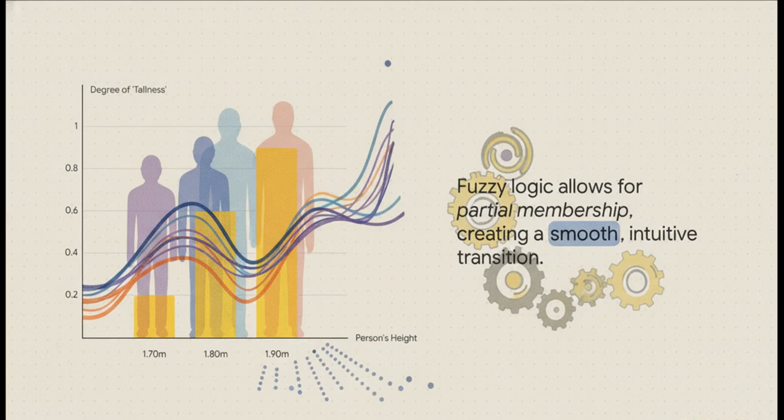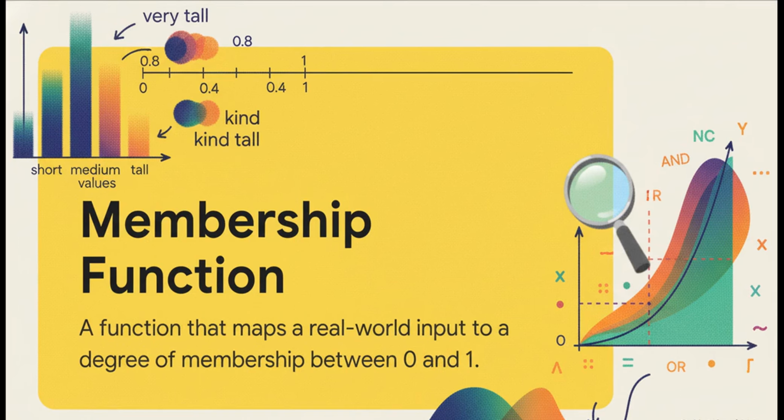But now, check out how fuzzy logic handles this. It solves the problem by assigning degrees of tallness. So a person at 1.7 meters might be, say, 20% tall. At 1.80, they're 60% tall. And at 1.90, they're 90% tall. It creates this beautiful, smooth, gradual transition that just feels so much more like how we actually think about the world.